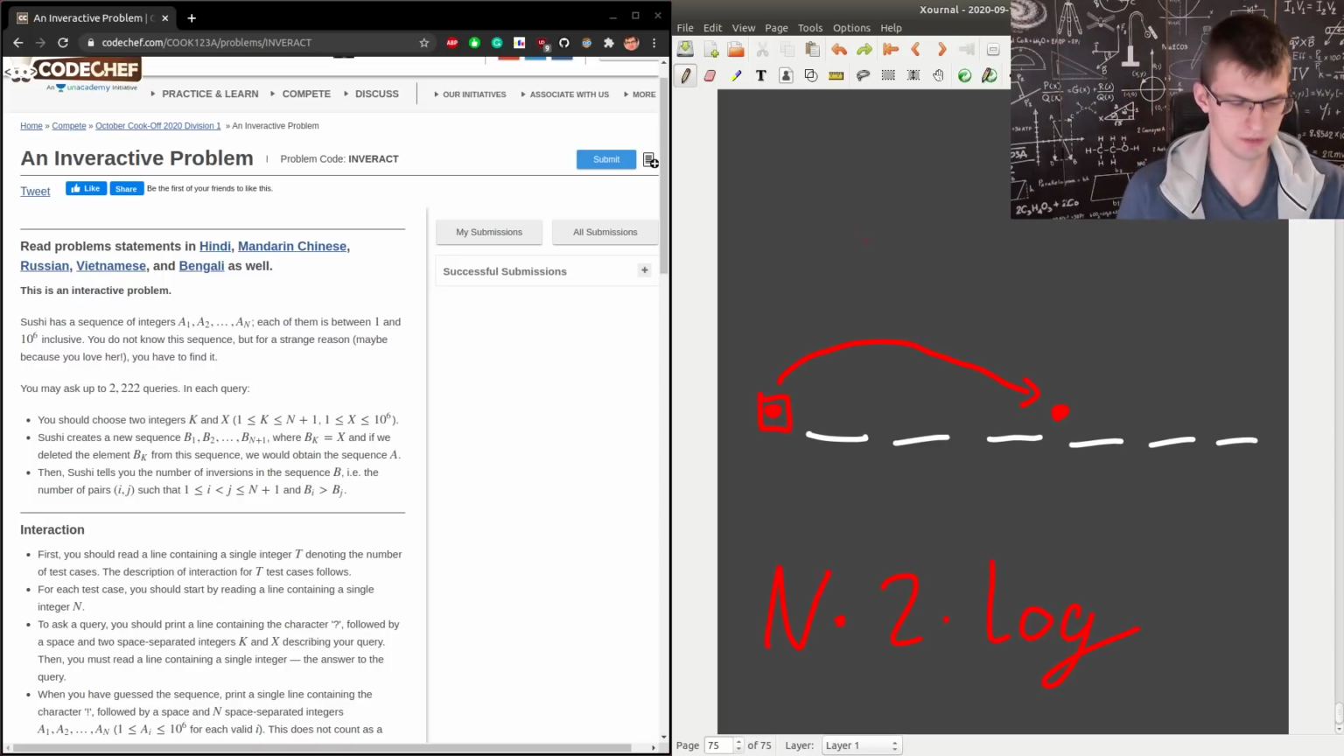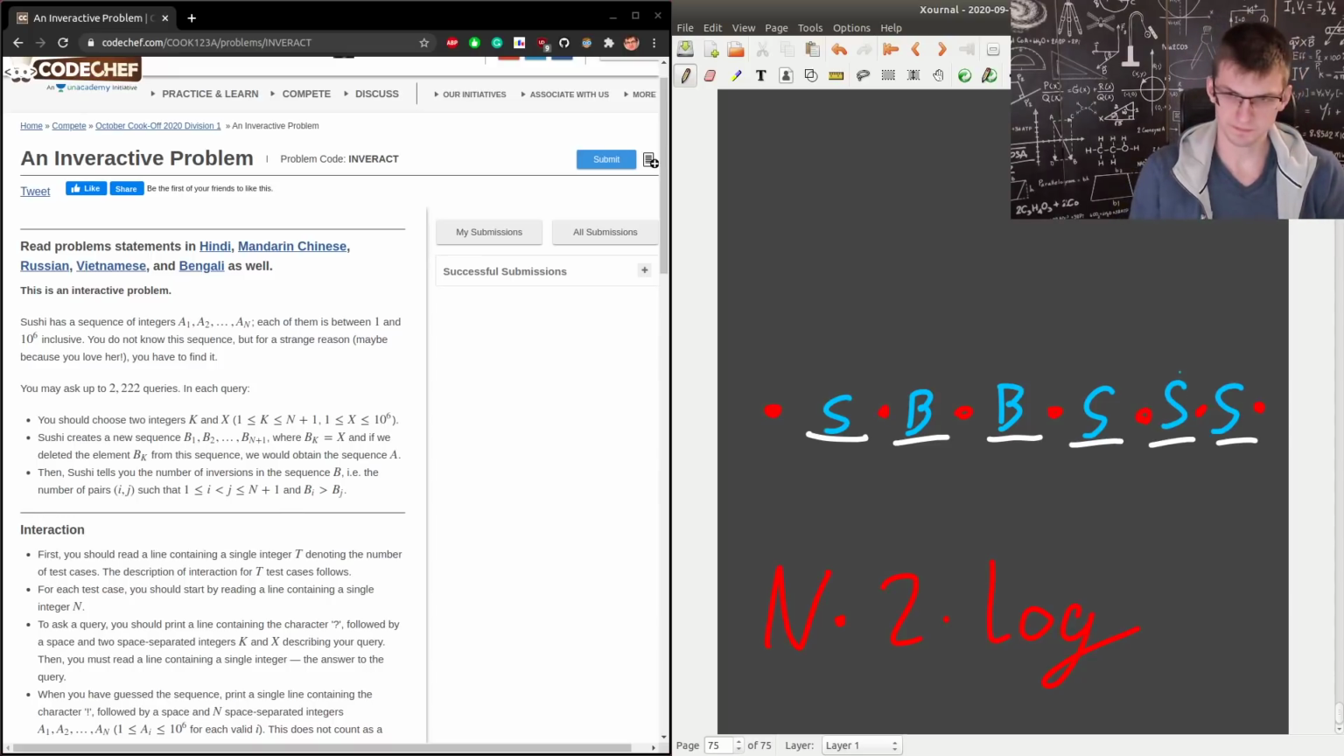Okay, what about this? Start with 500,000 and ask everywhere. This way we know what is small and what is big. Big, big, small, small, small. Okay, and now we need to do some kind of parallel binary search. Or not even that.